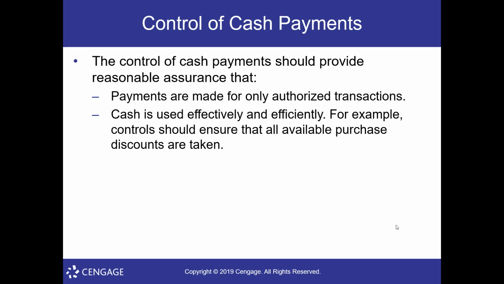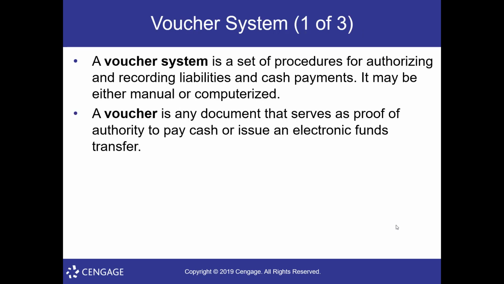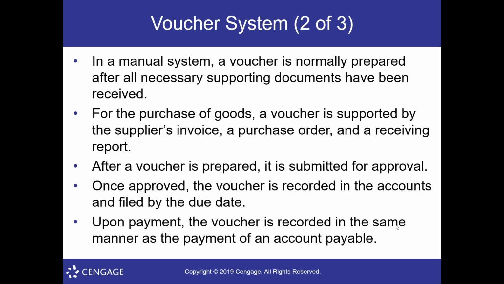The control of cash should provide reasonable assurance that payments are made only for authorized transactions, and that cash is used effectively and efficiently. For example, control should ensure that available discounts are taken. A voucher system is set up for authorizing and recording liabilities and cash payments. A voucher is a document that serves as proof. So at Elms, if I want to order anything, I must first apply for a voucher and say what I'm ordering, make sure it's in the budget, get approval. Then when it comes in, I have to verify, or someone else has to verify, that what I put on that voucher was actually received.